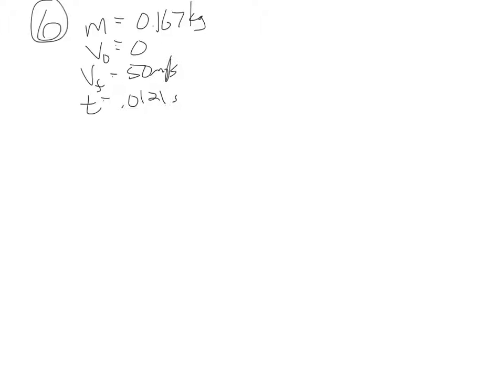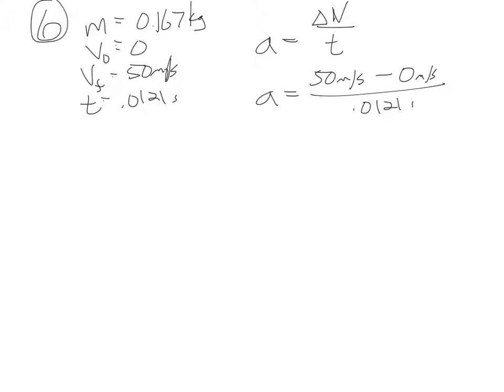Alright, so without friction, no forces are involved in this case. It gives us a change in velocity and a time, which is what we need for acceleration. Change in velocity over time. Back to our linear motion stuff. So 50 meters per second minus 0, that's what we started at, and a time of 0.0121 seconds, which would give me an acceleration of 4,132.2 meters per second. So that is quick. Well, it happens fast, though.